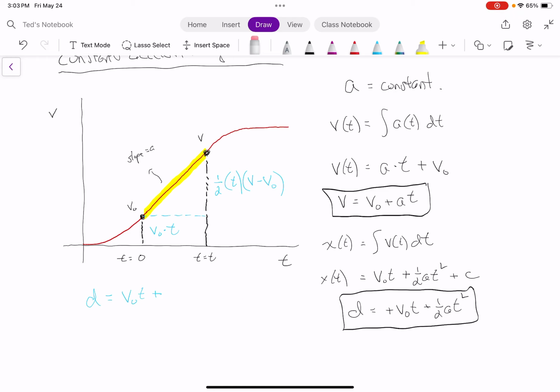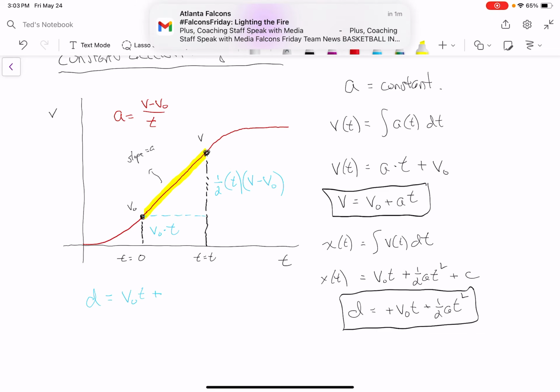I want to write this slightly differently. Okay, I did the order of this poorly. Let's look at the slope first. Slope is rise over run. So acceleration should be the rise, that is v minus v0, divided by the run, that is t.